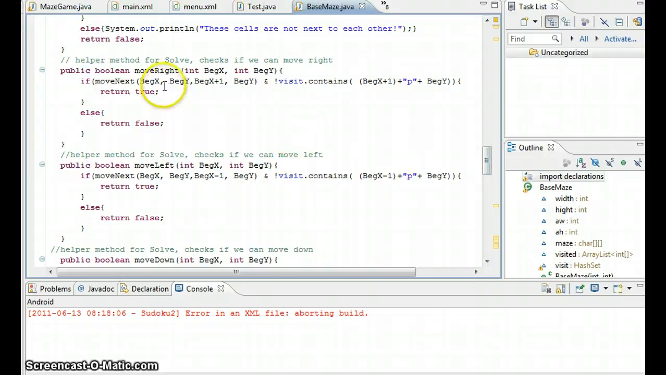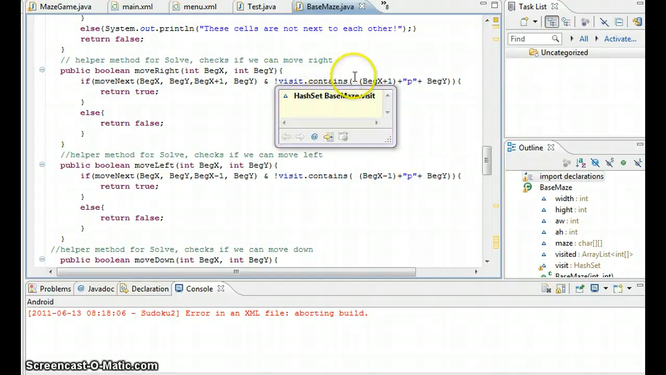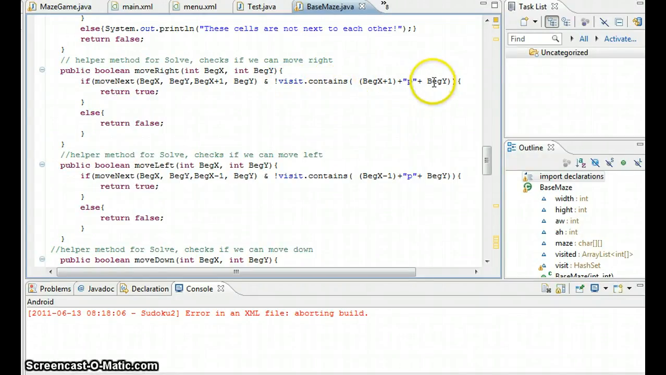Here I have a lot of helper methods that check if you can move right or if you can move left. And here I'm also making sure to see if the cells have been visited or not, so that we're not going back and forth between two cells.